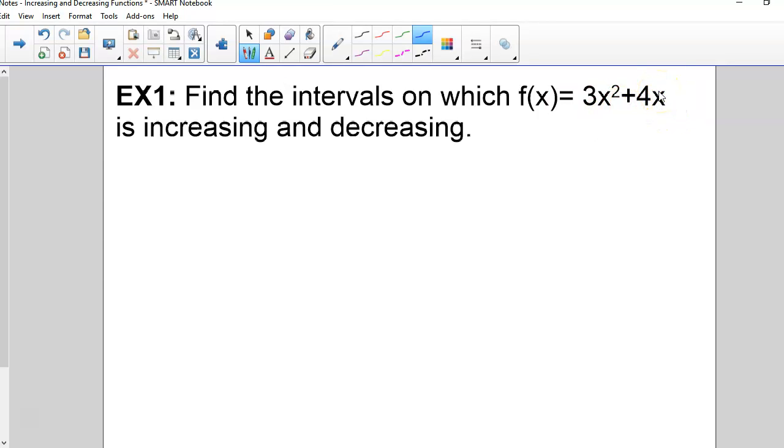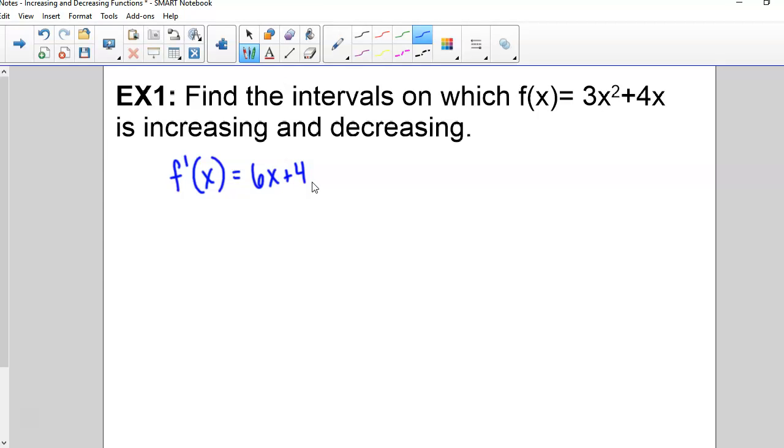We could think about graphing this quadratic, but it's not that easy to graph because it's not in vertex form. So instead, what I want us to do is think about the derivative. Okay, so first we will take the derivative, and if we take that derivative, Lakin, what's our derivative of 3x squared plus 4x? 6x plus 4.